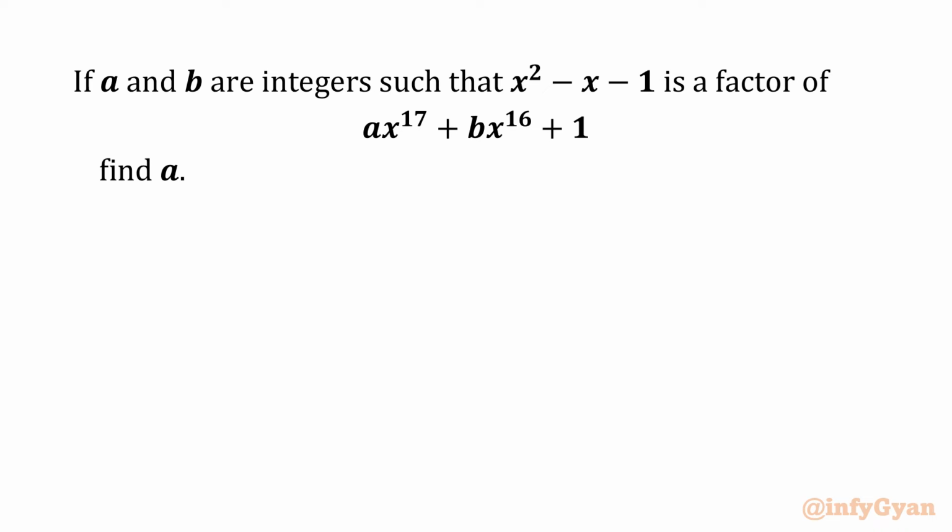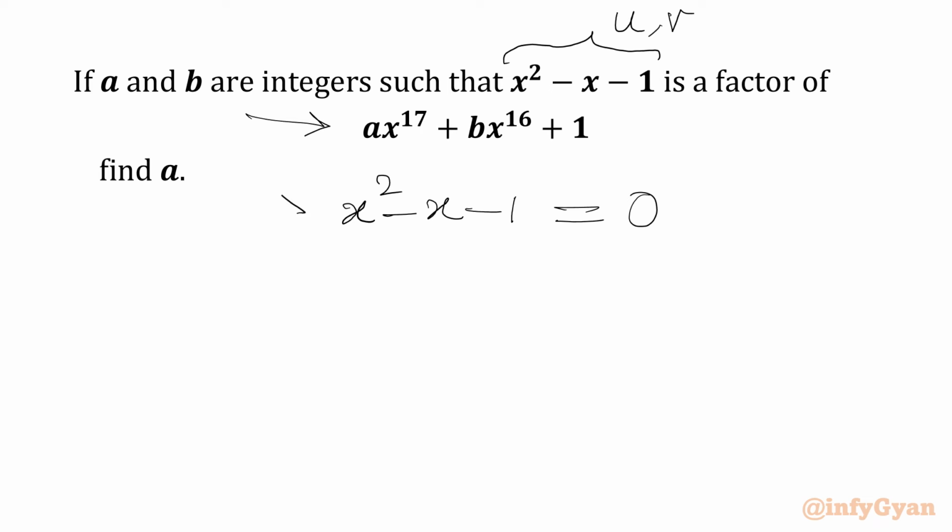So let us say roots of this quadratic expression or equation, let us say u comma v. Then roots will satisfy degree 17 polynomial also. So let me write here x square minus x minus 1 equal to 0, and let's say roots are u and v.